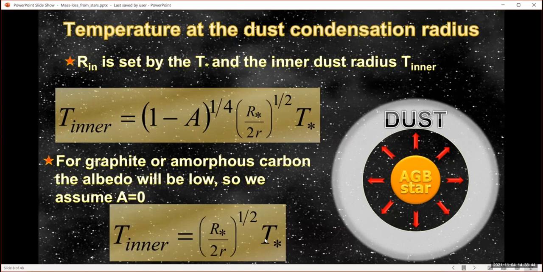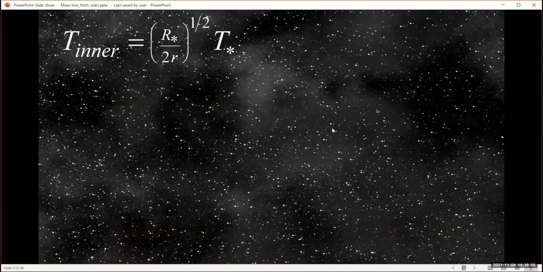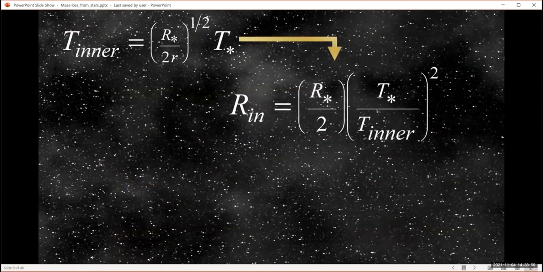And so we've got a nice simple equation with the temperature here being related to the star temperature and dropping down as the square root of the distance. That's the equation with the relationship between the inner dust temperature and the star temperature. Now all I've done is rearrange this equation. The R inner now is this R here. This is the distance at which the dust is forming. And so I've rearranged it to get this equation here. The inner radius is given by the radius of the star over 2 times the temperature of the star over the inner dust temperature, all squared.